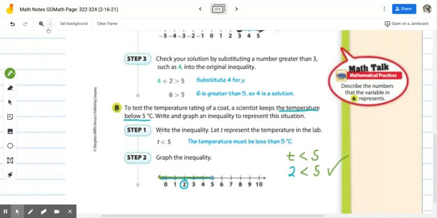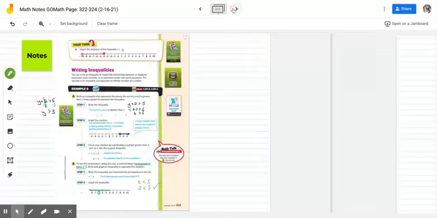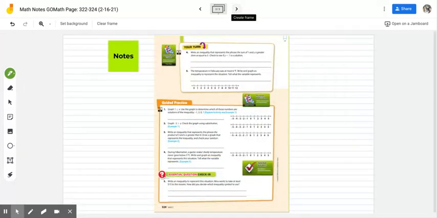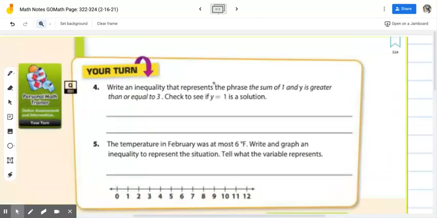Okay, so I'm going to show the full page here. Remember, this is a video. You can pause, you can rewind it, you can watch it again. But I'm going to go on to the next page, our last page for this video, 324. And we're going to take a look at this next. Okay, so I'm going to zoom up to the top, page 324 in your math textbook, GOMath textbook. And we have our first problem to look at here.